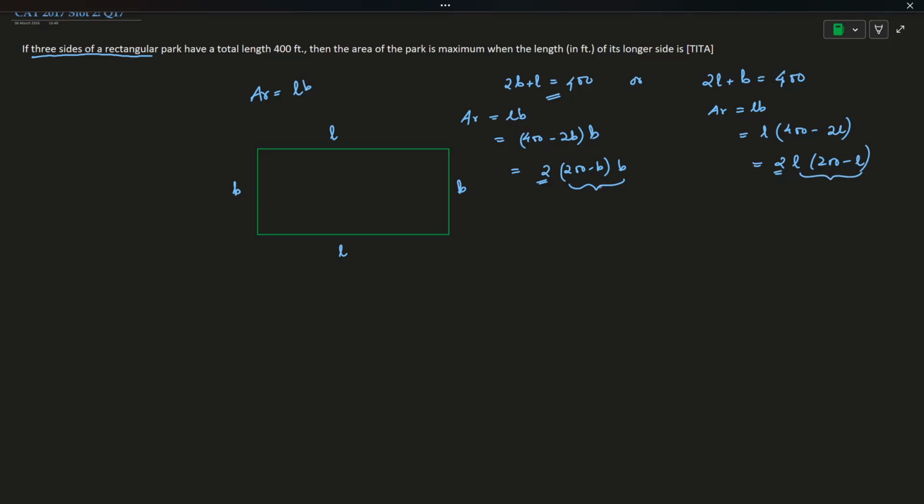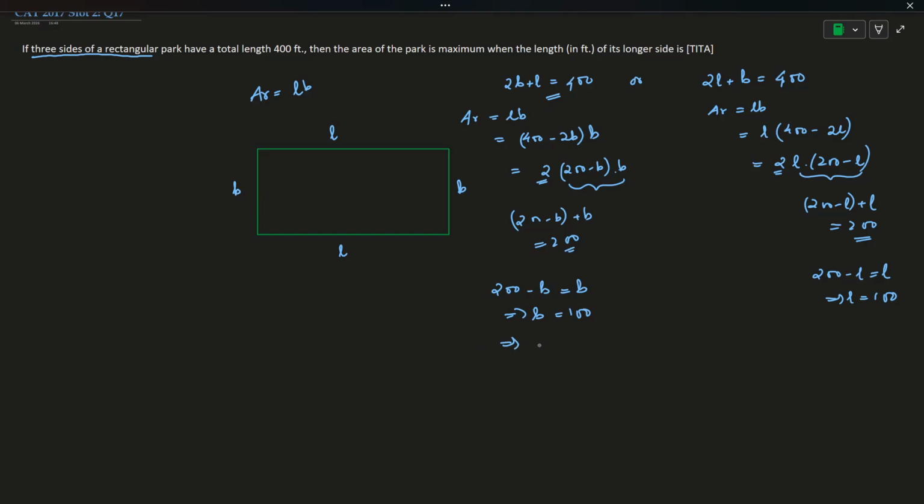If you look at both of these terms, the summation of these terms will give me a constant, which is 200. 200 minus b plus b is giving me 200, and 200 minus L plus L is again giving me 200. That means the summation of the two terms is constant. Now we are multiplying those two terms, so the maximum will occur when these two terms are equal to each other. 200 minus L equal to L. From here I will have b equal to 100, and from here I will have L equal to 100.